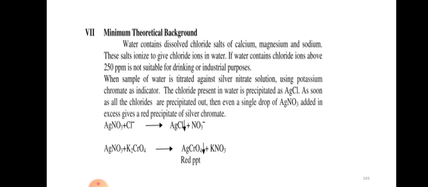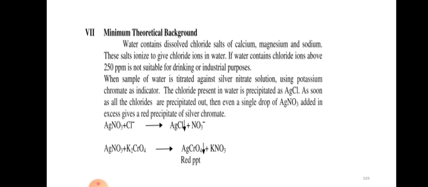How to determine the chloride? Chloride is in dissolved form, so we are going to convert it into a precipitate. We are going to perform the titration. Water contains dissolved chloride salts of calcium, magnesium and sodium. These salts ionize to give chloride ions in water. If water contains chloride ions above 250 ppm, it is not suitable for drinking as well as for industrial purposes.